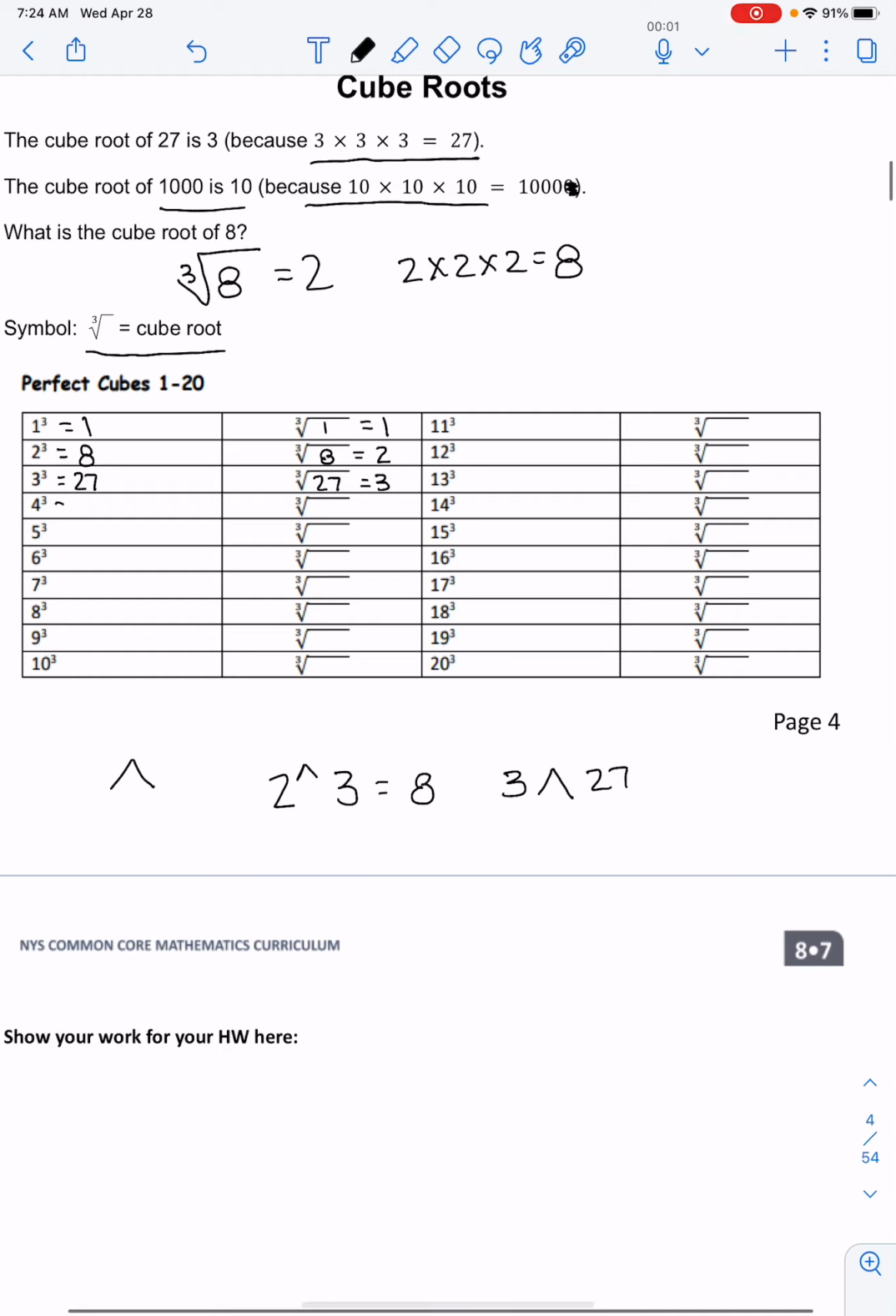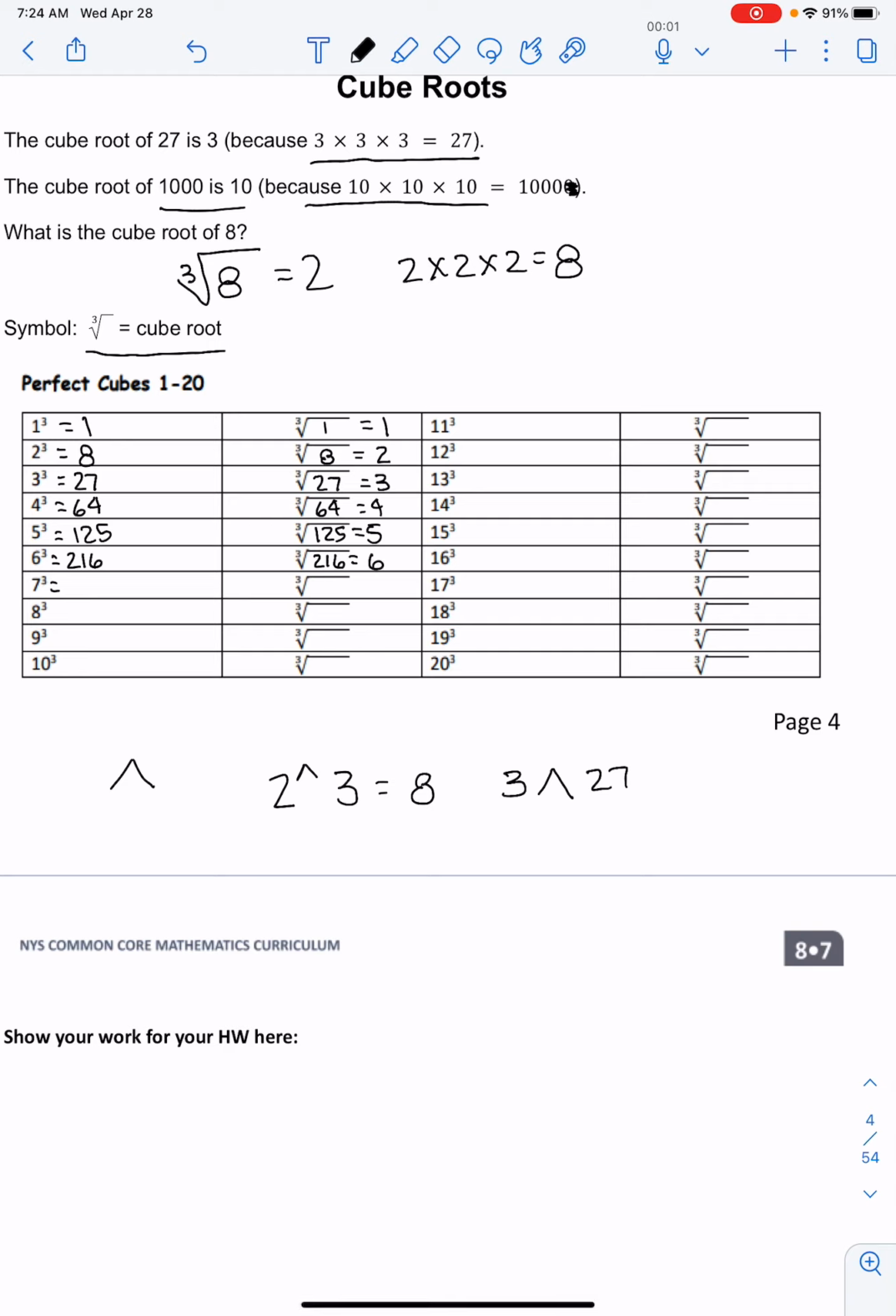So 4 to the third power, or cubed, would be 64. So the cube root of 64 is 4. 5 cubed is 125. The cube root of 125 is 5. 6 cubed is 216. So 216, the cube root of that is 6.